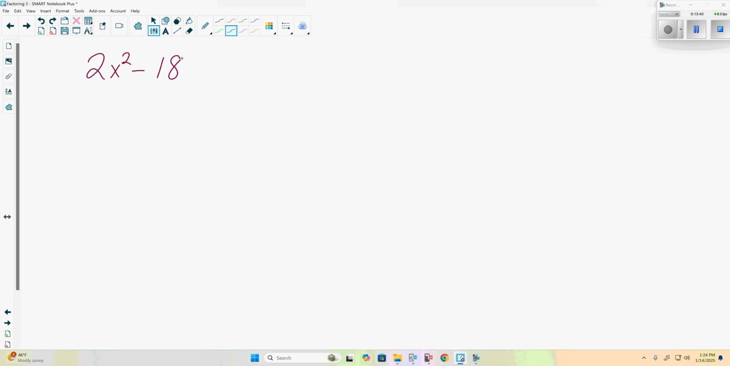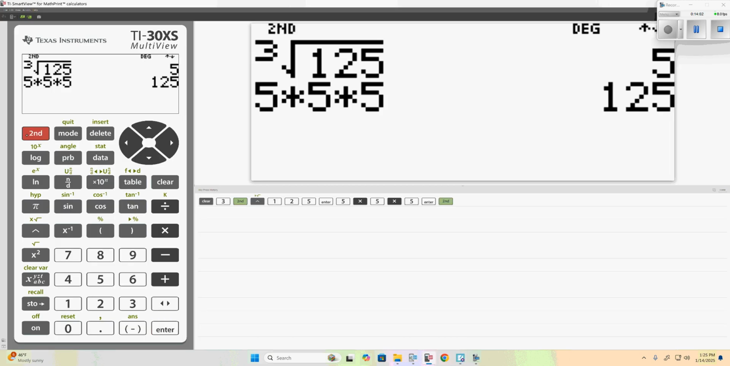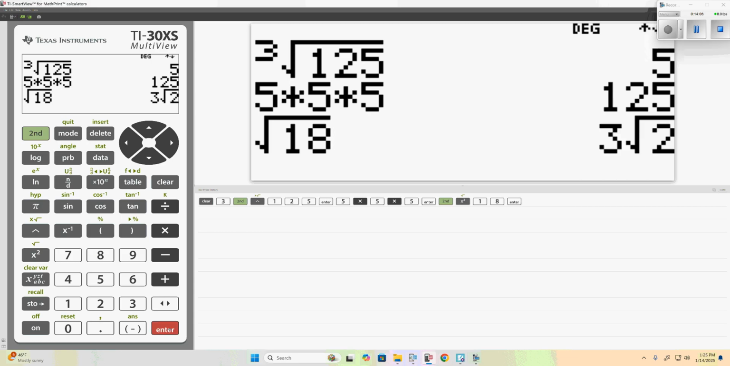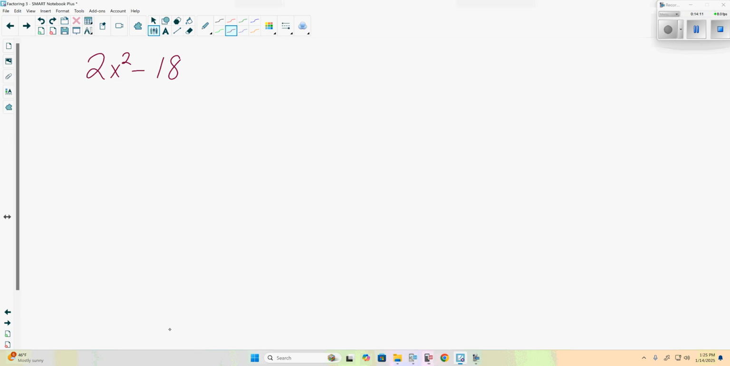What times itself is 2? Nothing. What times itself is 18? Not 9 times 9. Another way to check is the calculator: we can take the square root, because the square root is trying to find what number times itself.